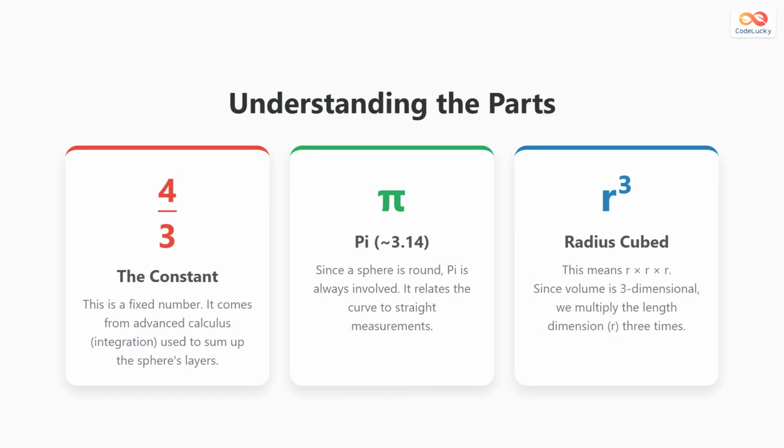Let us break that down. First, we have the fraction 4/3, which is a constant number. Next is pi, which is approximately 3.14. Finally, we have the radius cubed, which means multiplying the radius by itself 3 times.